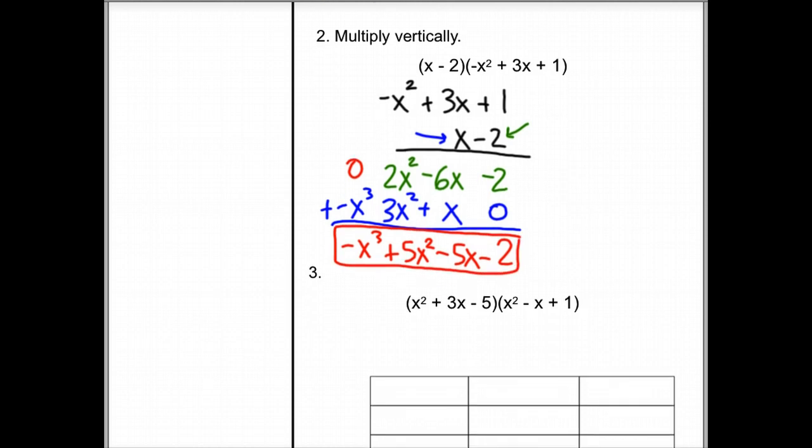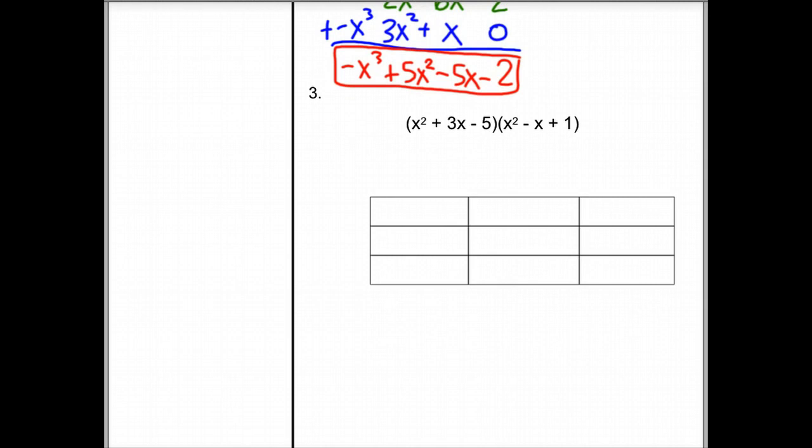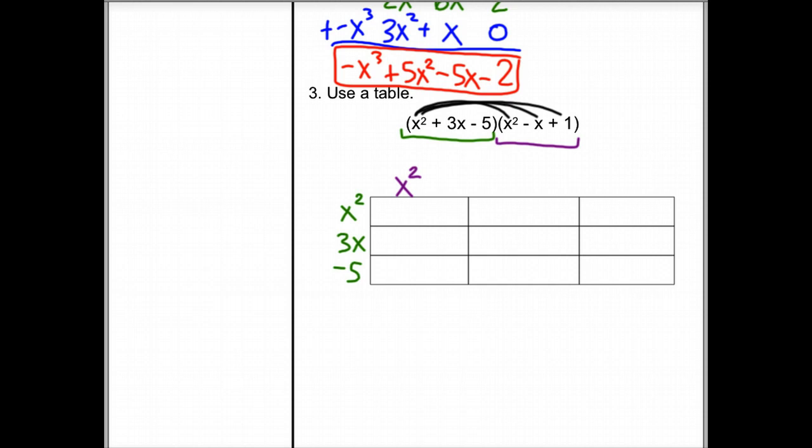Now the third way we use is when we're given polynomials with more than 2 terms, so this would be kind of messy to go, okay, this, and do that for every single term. So what we like to do here is we're using a table. So I'm going to start with this right here. So our first term is x squared, then 3x, and minus 5. And then I'll deal with this second polynomial. We have x squared minus x and plus 1.